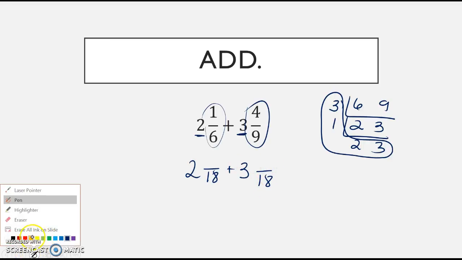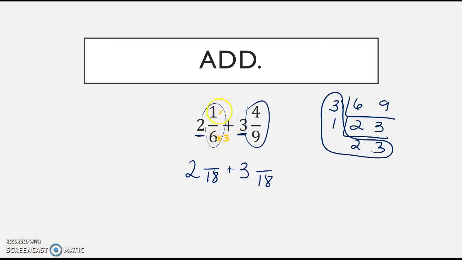Now, when we look back at our original problems, we get from 6 to 18 by multiplying by 3. So we do the same thing to our numerator. For 9, we multiply by 2. Do the same thing to our numerator. 4 times 2 is 8. And now here, we're going to add our whole numbers together.